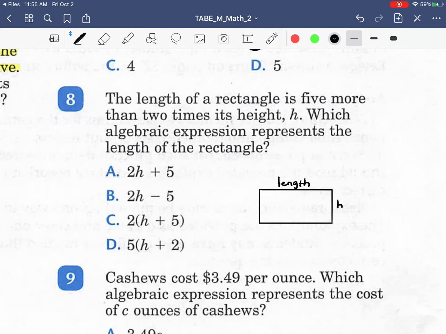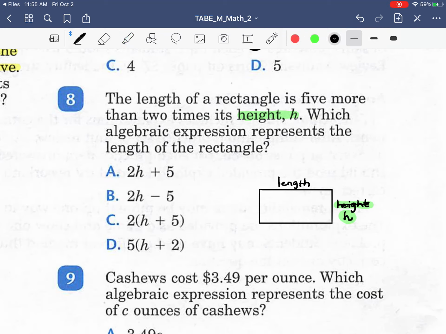Usually this is called width, but in this case it's called the height. No problem. And we're going to replace the word height with the letter h because they tell me to. Height is h. So height is the letter h. That's the first thing we need to do.